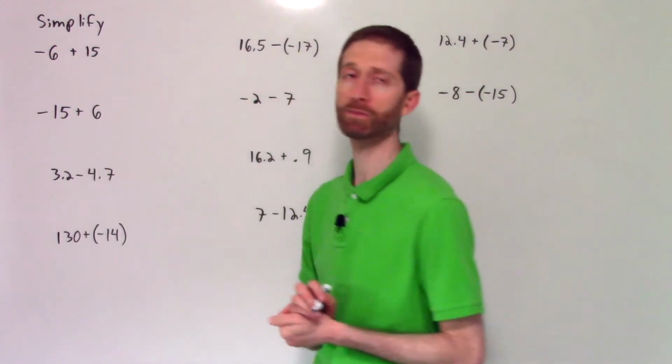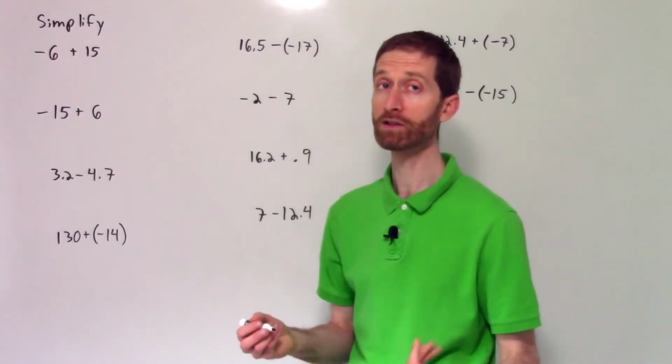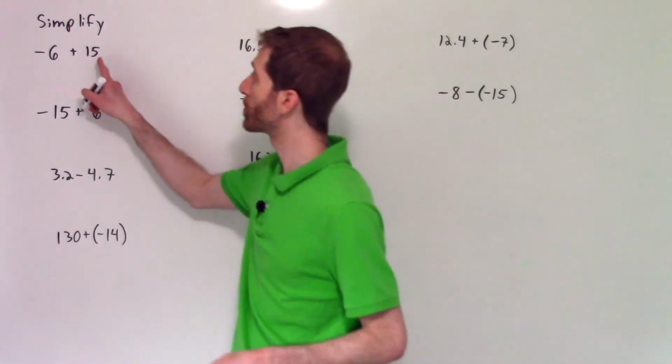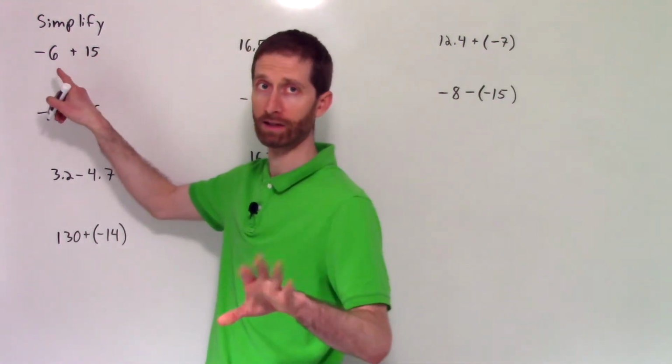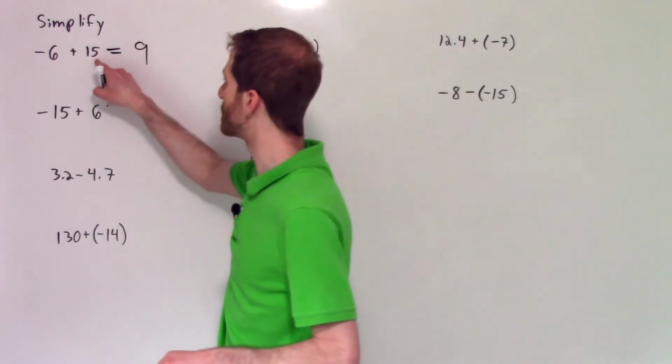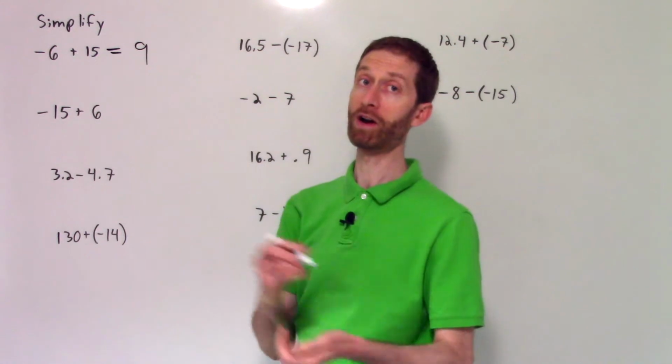So this first bit of instruction says, let's simplify everything. So -6 plus 15, we have opposite signs. So what we do is we subtract and keep the sign of the larger number. So we're doing 15 minus 6, which is 9. The sign of the larger number is 15, which is positive, so our answer is 9.